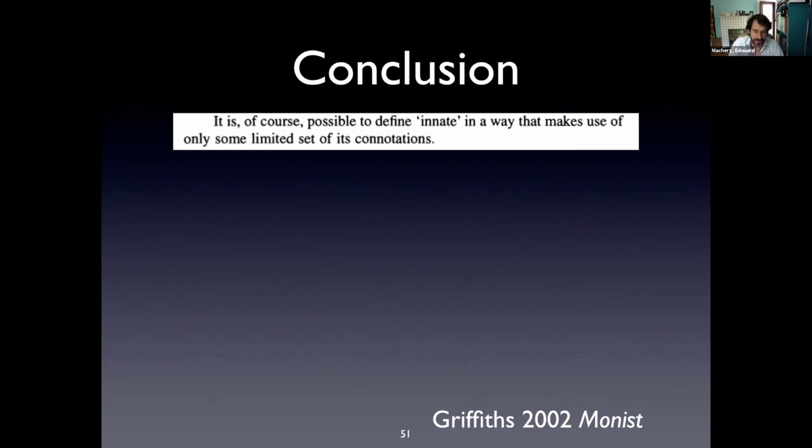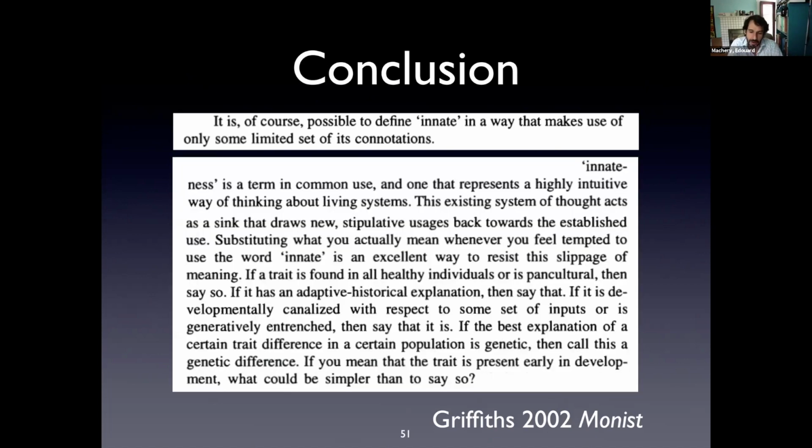Substituting what you actually mean whenever you feel tempted to use the word innate is an excellent way to resist this slippage of meaning. If a trait is found in all healthy individuals or is pancultural, then say so. If it has an adaptive historical explanation, then say that. If it is developmentally canalized with respect to some set of inputs or is genetically entrenched, then say that it is. If the best explanation of a certain trait difference in a certain population is genetic, then call this a genetic difference. If you mean that the trait is present early in development, what could be simpler than to say so?